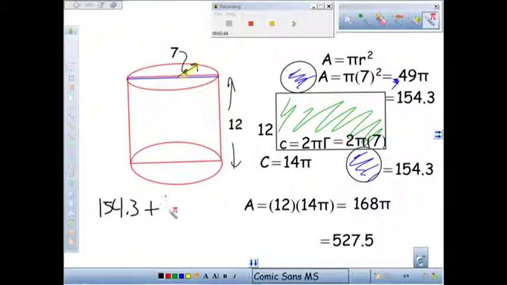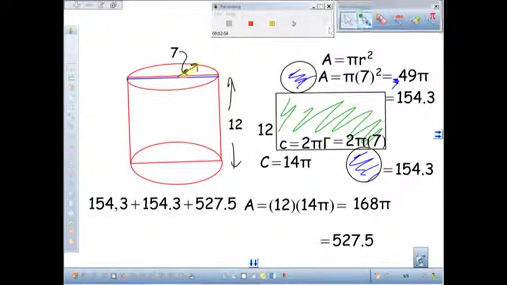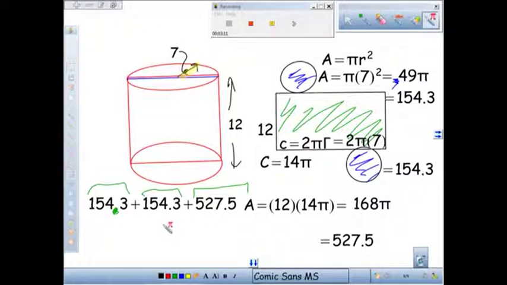So when I go to get the total surface area, I'm going to be adding up 154.3 plus 154.3 plus 527.5. Add those all together, and that'll tell you the total surface area of this can. Because again, I've got my three parts: my top, my bottom, and the lateral wraparound piece. So add those on, 154.3 plus 154.3, and I get a final answer of 836 square centimeters.